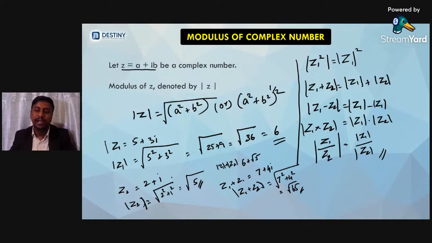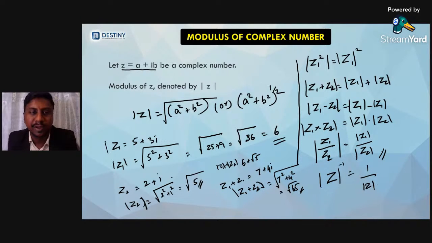Okay, here again one more thing, minus 1 means 1 by mod z, the same thing. I hope you have understood what is the modulus of a complex number.